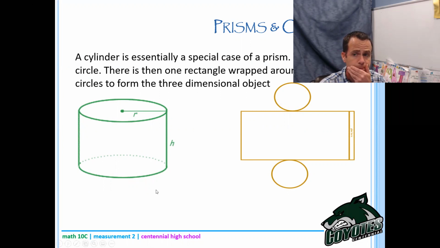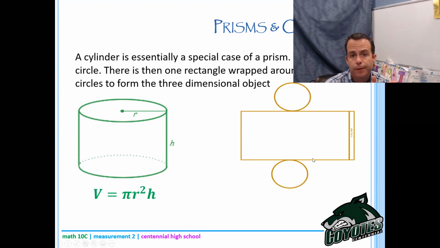So the surface area and volume is what we need to get. Let's start with this green diagram here and we'll get the volume. So the volume would be the base area. Well, the base area is a circle, pi r squared, times the height. So pi r squared h, okay?